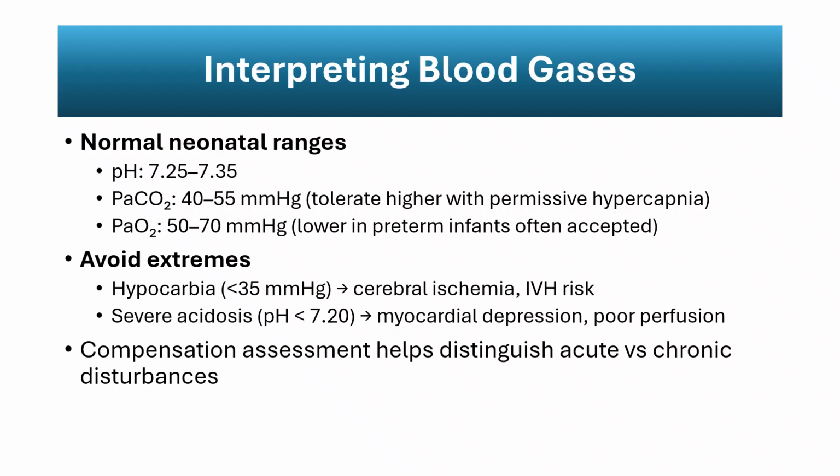Extremes in either direction carry specific risks. Hypocarbia below 35 millimeters of mercury can cause cerebral vasoconstriction and ischemic injury, while severe acidemia below pH 7.20 depresses myocardial function and impairs perfusion. The aim is to recognize the pattern, identify the primary disturbance, and guide ventilator or metabolic management accordingly.